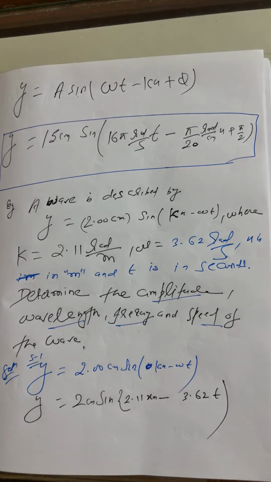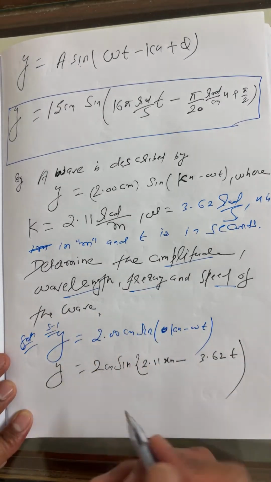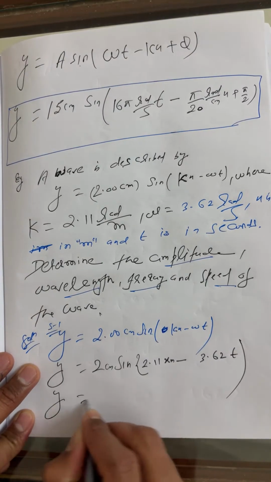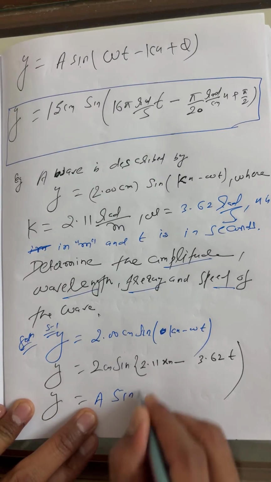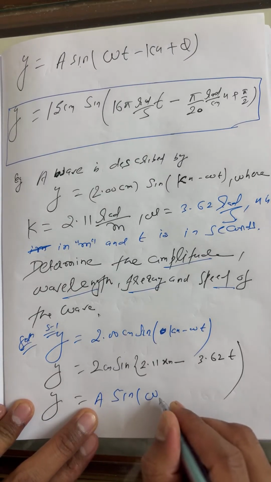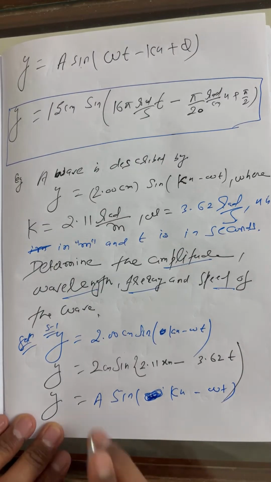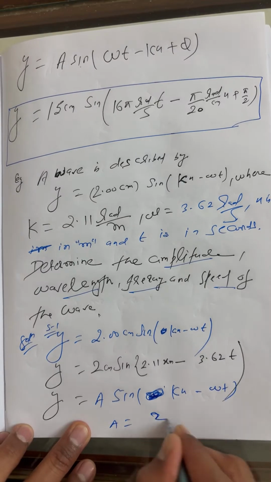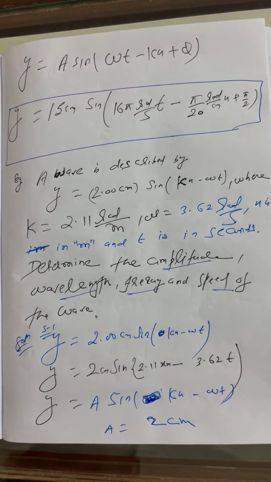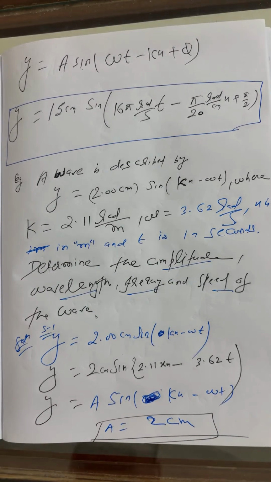Now listen carefully, student. What you have to find here is the amplitude. Just compare this equation with the general equation of a traveling wave, y equals A sine of kx minus omega t. So the amplitude is equal to 2 centimeter. This is the first answer for this question.